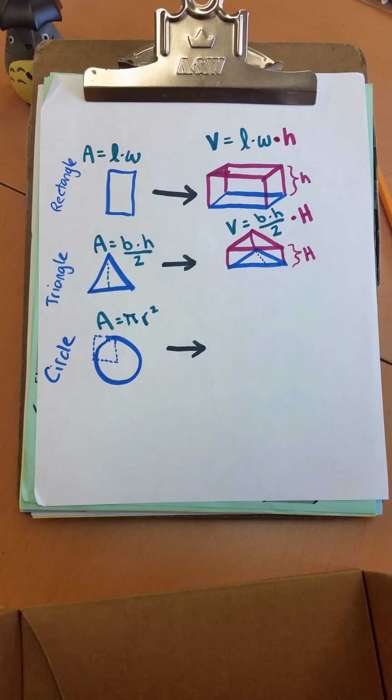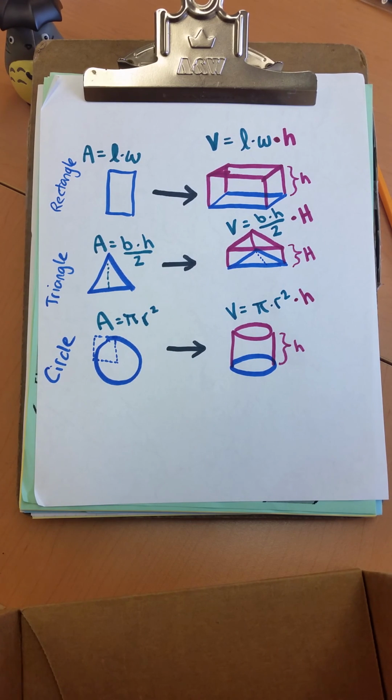Imagine the circle is laying on the ground and pops up into a cylinder like the others. The volume will be pi r squared times height.